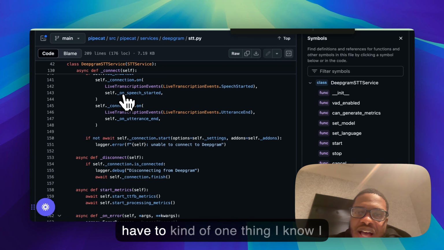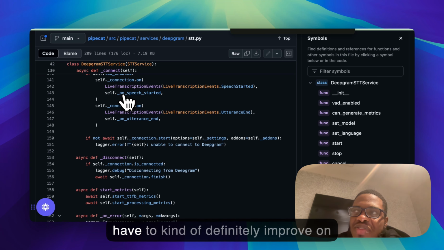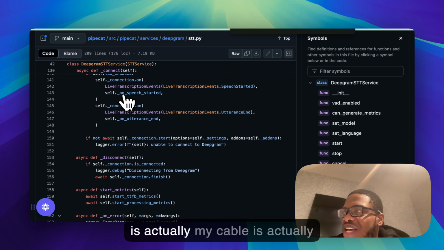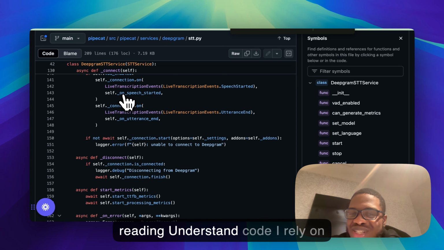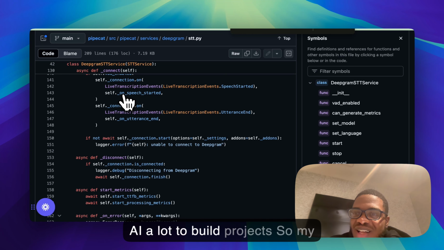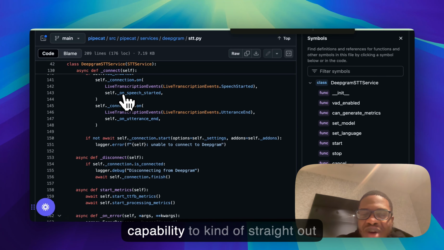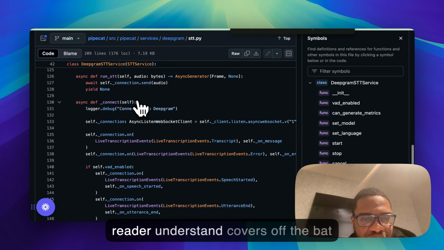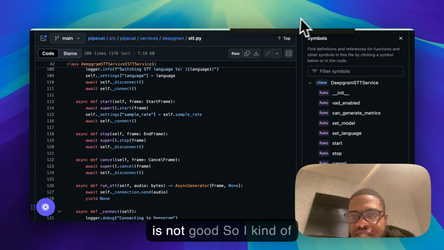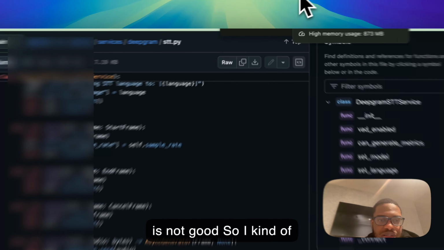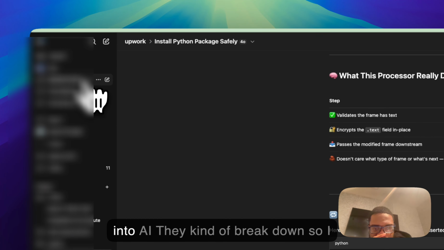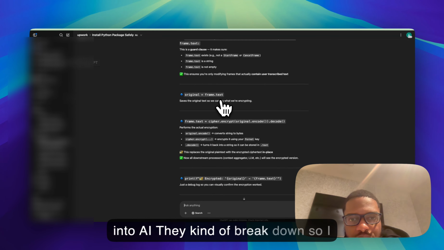One thing I know I definitely have to improve on is my capability to read and understand code. I rely on AI a lot to build projects, so my capability to straight-out read or understand code off the bat is not good. So I threw a lot of this stuff into AI to break down.